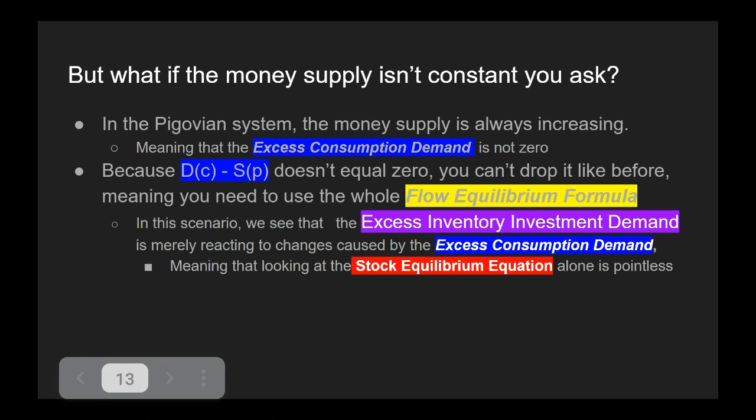If the money supply isn't fixed, then you can't drop the excess consumption demand because it's no longer 0, which means you have to leave it in that formula, which also means that excess inventory investment demand, the second part of the flow equilibrium formula, is now only reacting to changes in the excess consumption demand formula, the first part. Because of this, you have to use the full flow equilibrium formula to get any kind of idea as to what the market's doing, if it's in equilibrium or not. If you look at only the stock equilibrium equation by itself, it's kind of pointless because it's only giving you half the picture, because it's not letting you see how it's affected by the excess consumption.